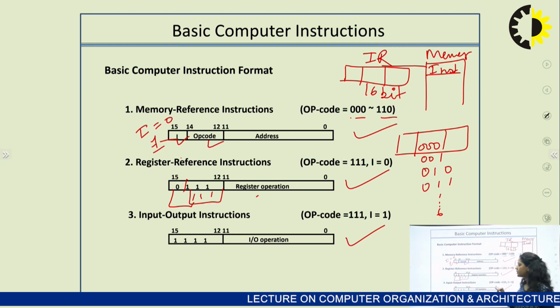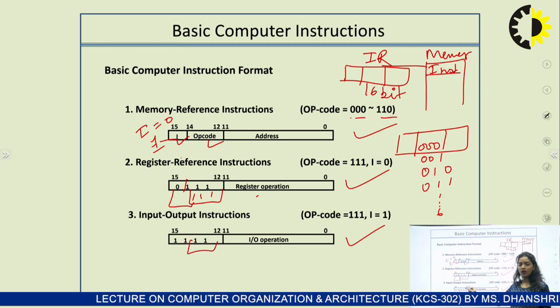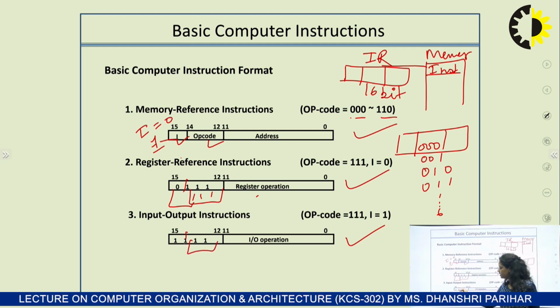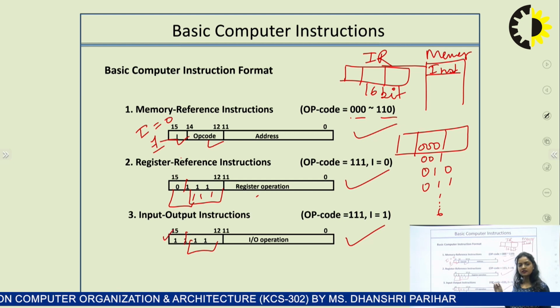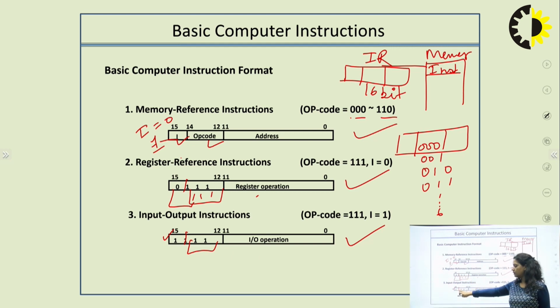And for input-output reference, the opcode will be the same as that of the register reference instruction, 111, but the mode bit will be 1. So in this way, we can differentiate between the register reference instruction and the input-output instructions by using the concept of this mode bit. For register reference, it is 0, and for input-output reference, its value is 1.